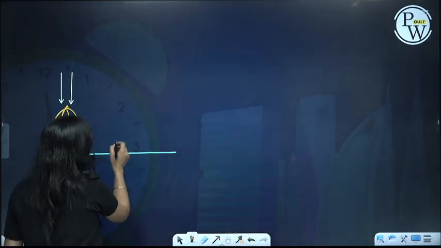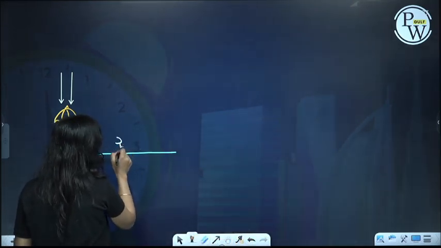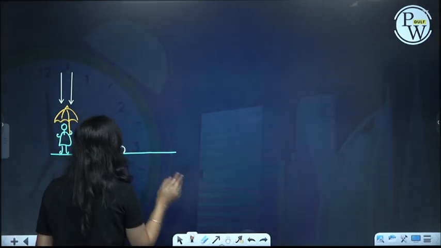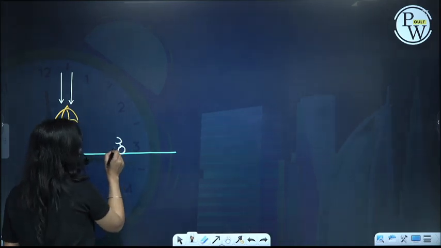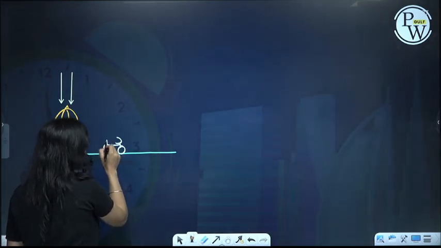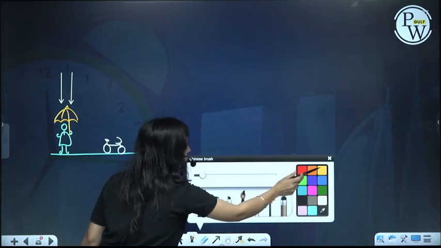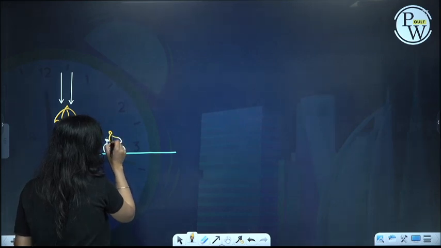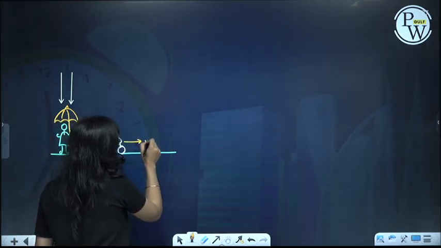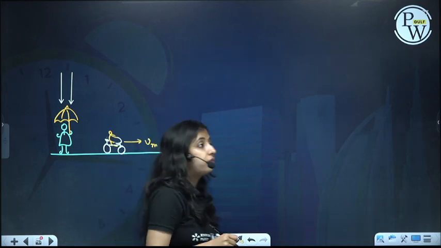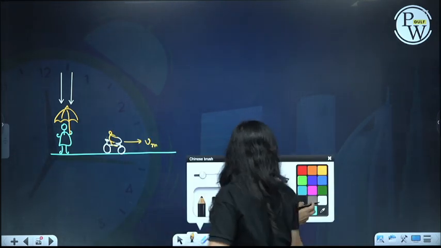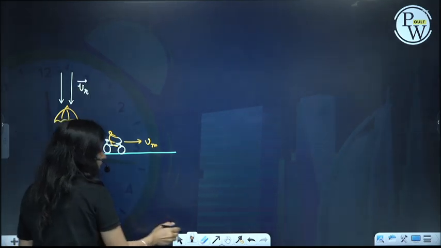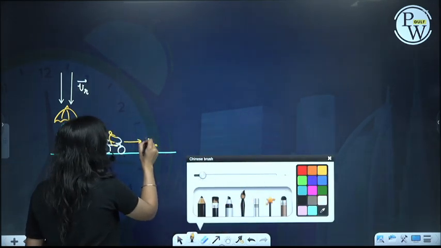At the same time we have a person who is moving on a cycle on the road. This is the person. Let's draw it. This is the person. It is moving with speed vm. Now rain has a velocity vr. Man has a velocity vm.